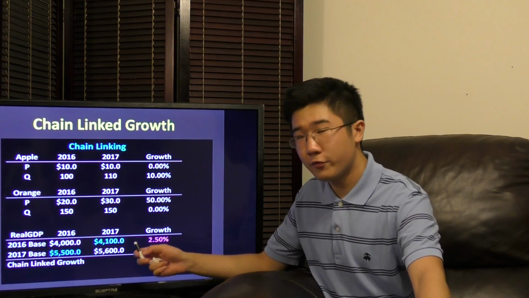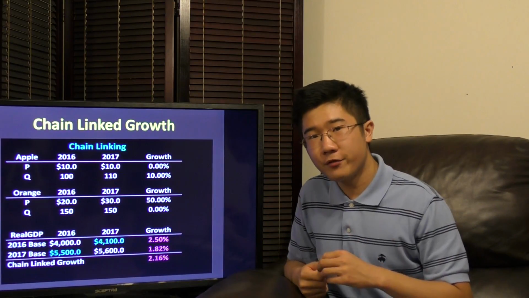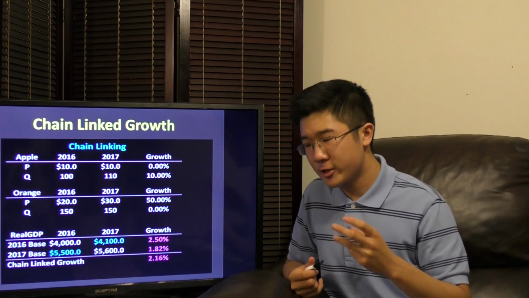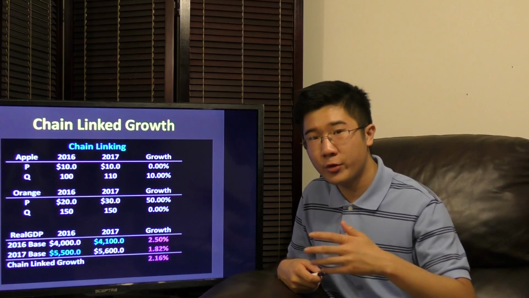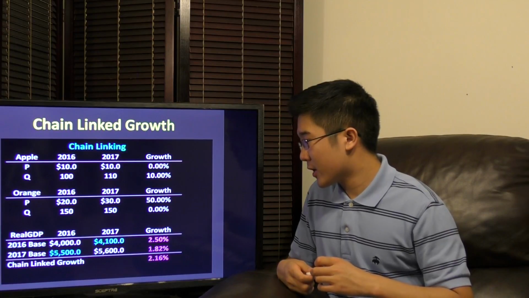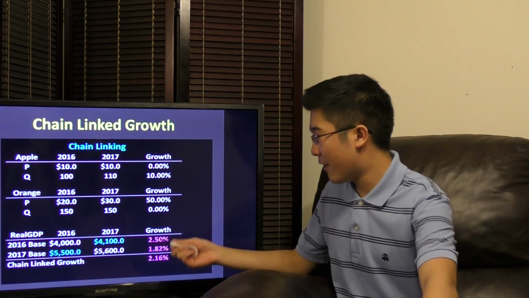So our real GDP growth using the 2016 base year is 2.5%. However, real GDP differs with whatever base we're using, because the base year determines our basic price level, and that can really fluctuate and change what the real GDP measures. And so, using 2017 as a base year, we can solve that problem, find the 2017 base year real GDP growth, and average them out.